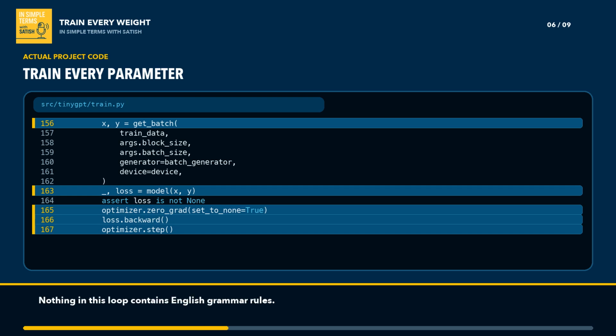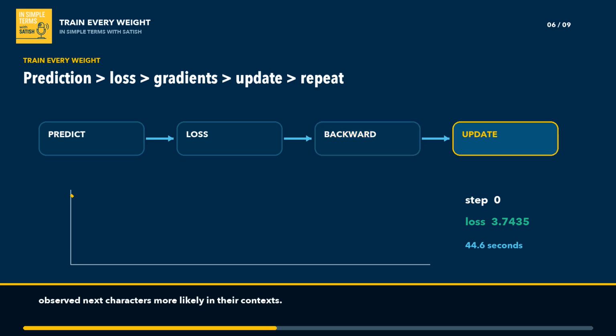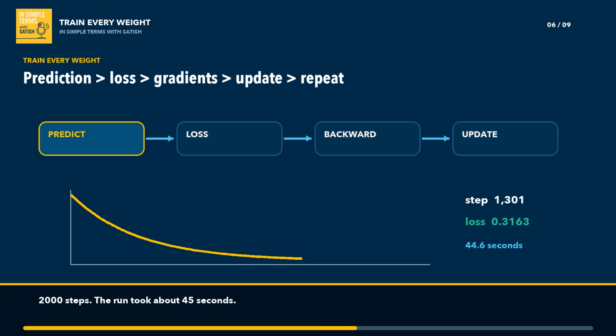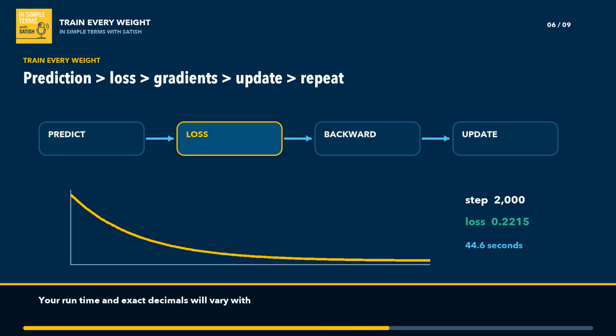Nothing in this loop contains English grammar rules. The structure emerges because many small updates make the observed next characters more likely in their contexts. In the verified CPU run on this machine, validation loss moved from 3.7435 to 0.2038 over 2000 steps. The run took about 45 seconds. Your runtime and exact decimals will vary with hardware and software versions. What matters is the trace.